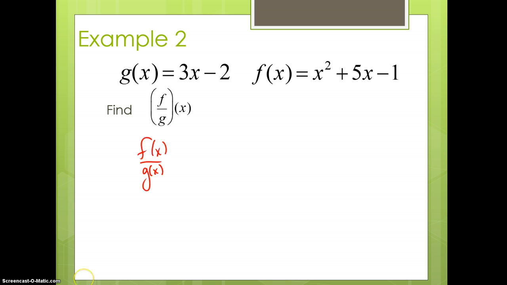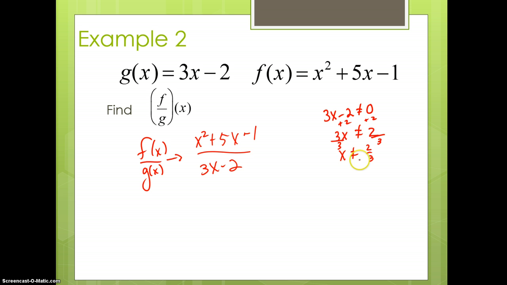g of x. At this point, we want to plug in what is f of x, what is g of x. F of x is x squared plus 5x minus 1. G of x is 3x minus 2. This is pretty much it for this example, except for the bottom of this fraction cannot be a 0. So what we want to do is say whatever the bottom is, it cannot equal 0. So this line through the equal sign means cannot equal. It's going to be treated the same way as an equal sign as we solve for x.